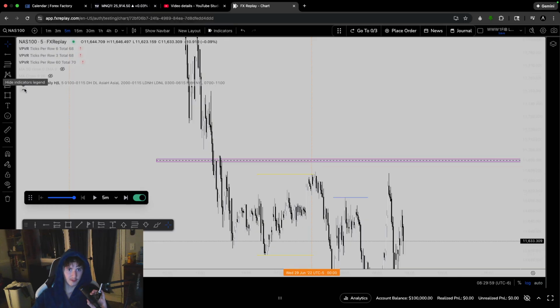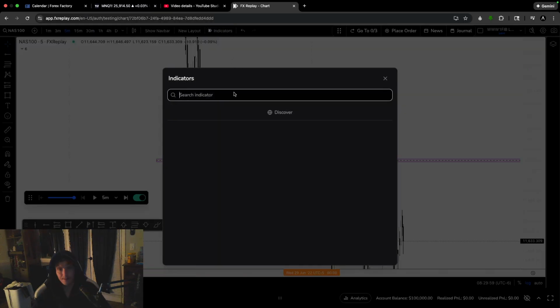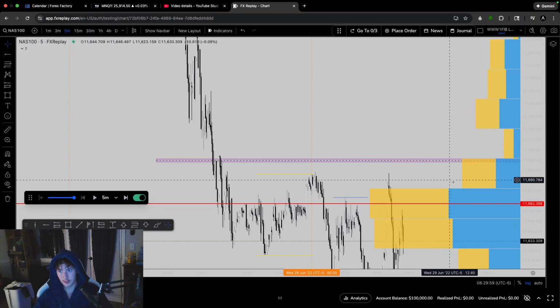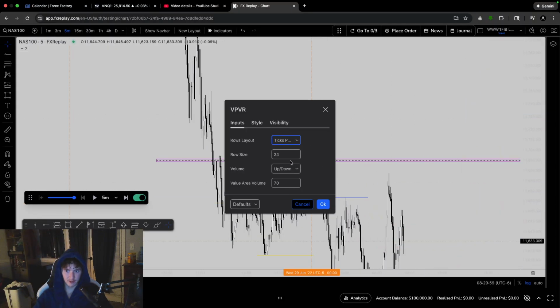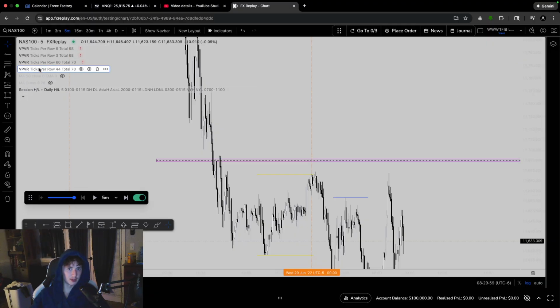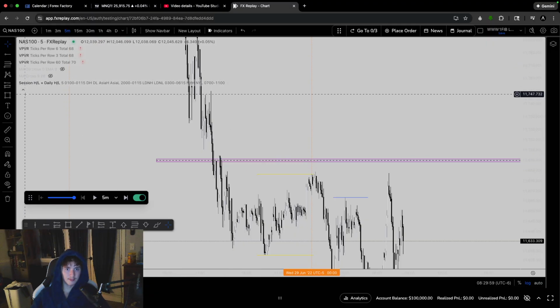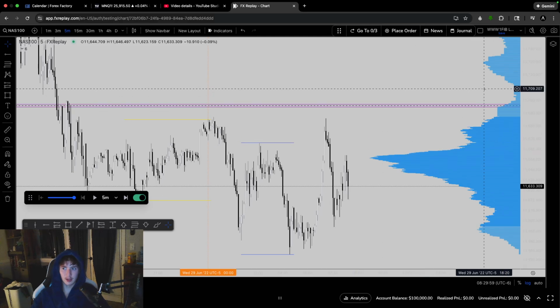What is this called? Visible volume profile, visible range. Here's my volume profile settings if you want to look at them. This needs to be at the lowest number possible. Okay, 20 is terrible. You don't want that big. Delete that. Okay, there we go. We can kind of see it right there.